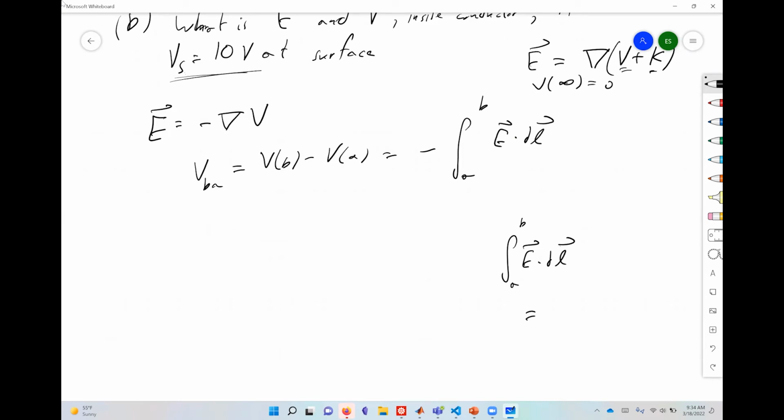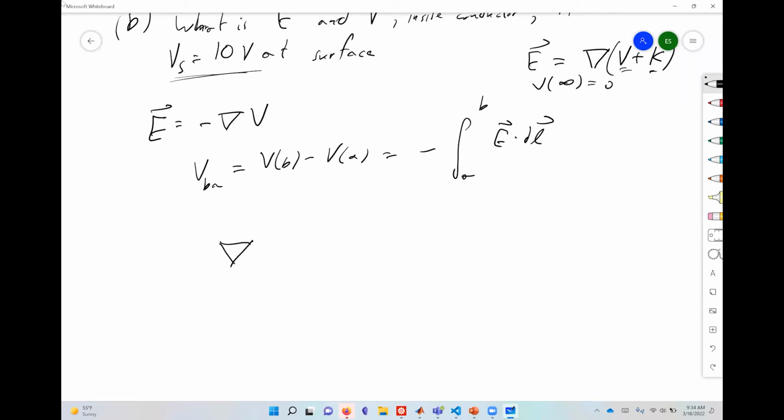How do you show that this is true? Plug in minus grad V dl from a to b. Take the minus sign out. It becomes a plus. And this we know from the fundamental theorem of calculus. This is just going to be VB minus VA. Okay, so just to remind yourself that this is true. So this is the potential difference.